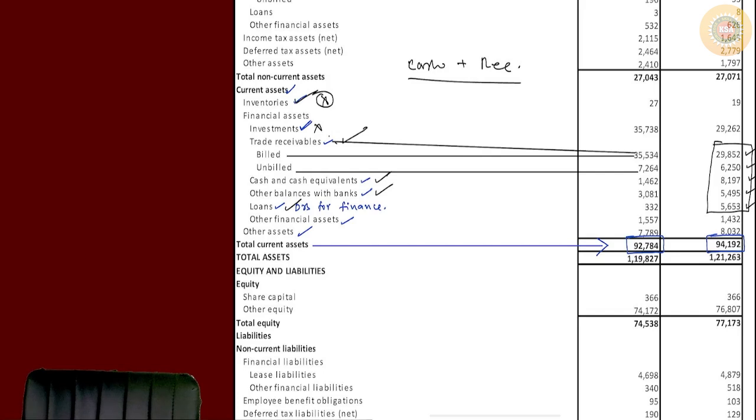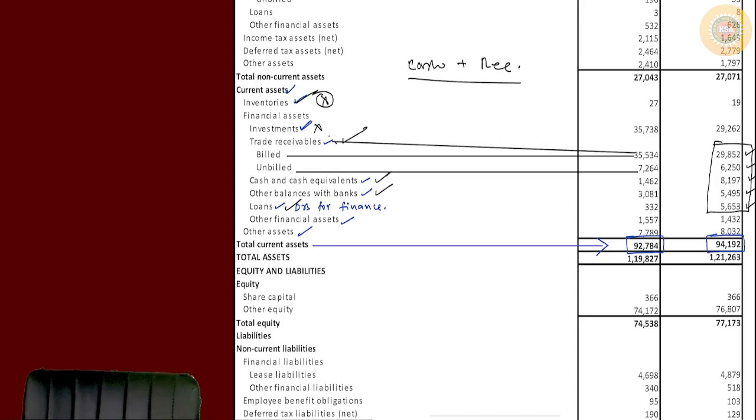Third situation, tell me. Previously, what is the trade receivable? 852. Now 35,534. Increased or decreased? But the current ratio reduced. Therefore, this is also not the reason. Next, 6250, 7264. Again, this is not the reason. This is the important thing.